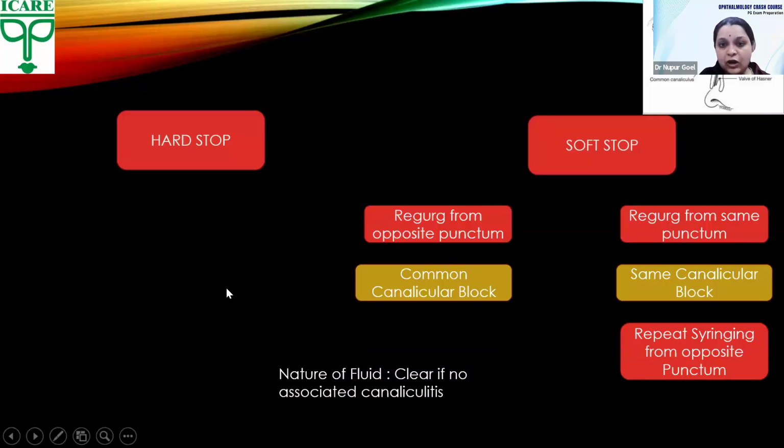So coming to the soft stop, it can be the regurgitation from the opposite punctum. That means you're dealing with a common canalicular block. The nature of the fluid is clear if there's no associated canaliculitis. If there's regurgitation from the same punctum, that means you're dealing with the same canalicular block, and you need to repeat syringing from the opposite punctum.